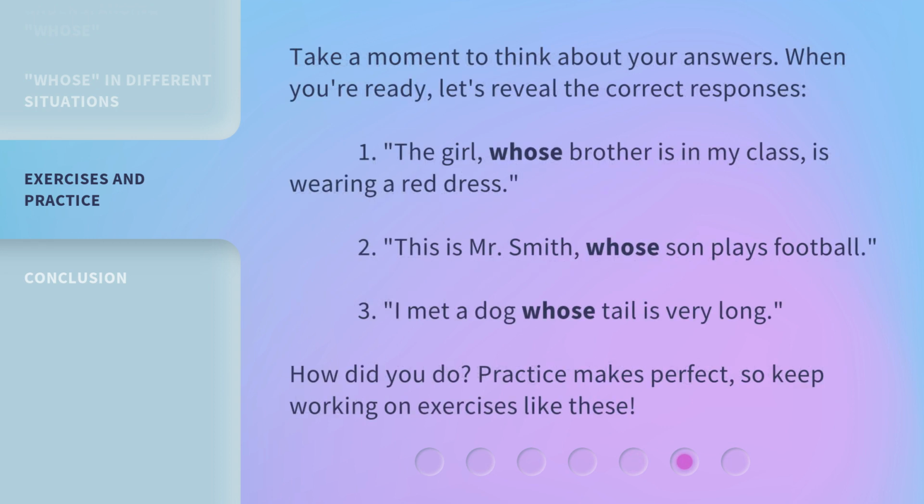Take a moment to think about your answers. When you're ready, let's reveal the correct responses. 1. The girl, whose brother is in my class, is wearing a red dress. 2. This is Mr. Smith, whose son plays football. 3. I met a dog whose tail is very long. How did you do? Practice makes perfect, so keep working on exercises like these.